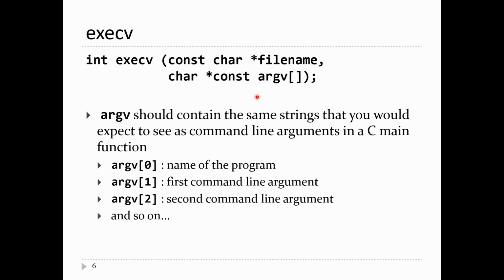Now all argv is, is just the strings that you would normally expect to see in a C program from the main method. If you write a main method that takes in command line arguments, argv should be those command line arguments. So argv0 is the name of the program, argv1 is the first command line argument to the program, argv2 is the second command line argument, and so on. So this function is trying to call that program using these command line arguments. That's what it's trying to do.